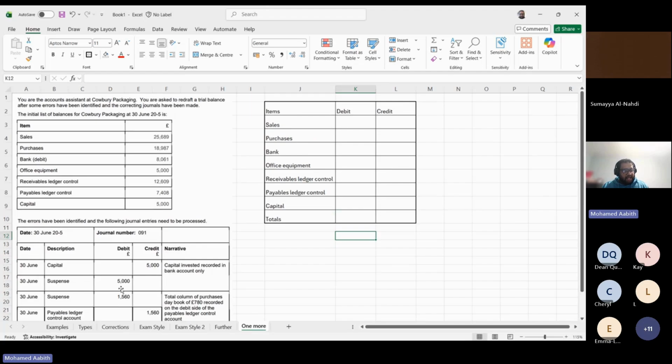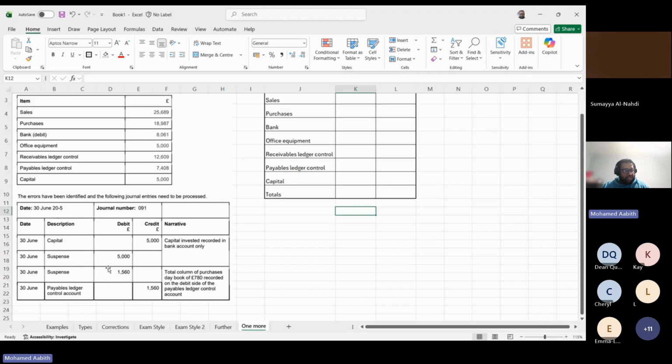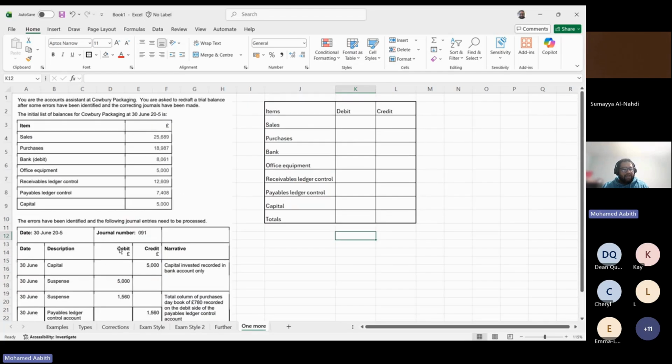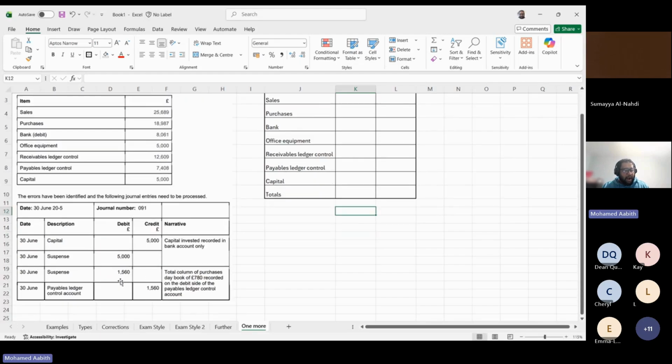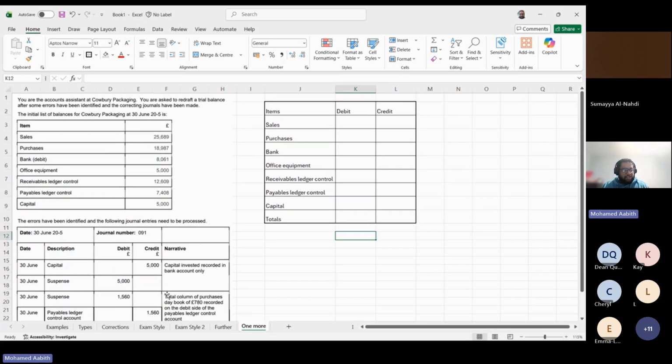So let's say here that the suspense account has already been sorted, so we don't need to worry about it. The only thing we need to update is the capital account and the payable ledger control account. Everything else seems to be fine. So here sales, there's no change, 15869. The purchases account has 18987, bank account 8061, then office equipment £5,000, receivable ledger control account 12609, and the payable ledger control. Payable ledger control has a journal entry to amend.